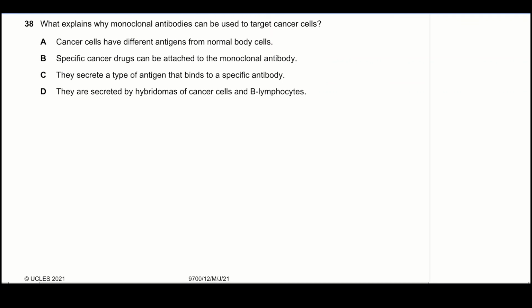38. What explains why monoclonal antibodies can be used to target cancer cells? A. Cancer cells have different antigens from normal body cells. This is definitely correct because a feature of monoclonal antibodies is that they are specific. And here specificity is shown that cancer cells have different antigens, so can be identified from normal body cells. So this is correct.